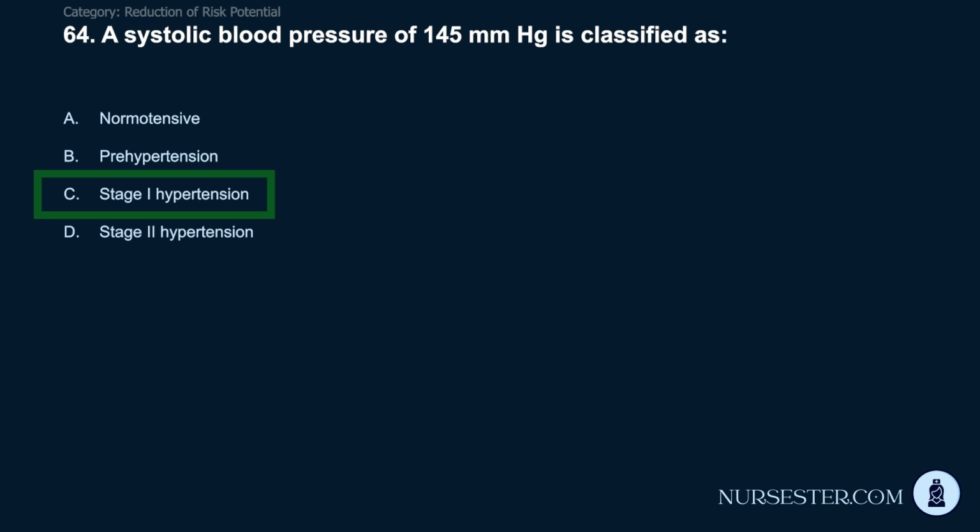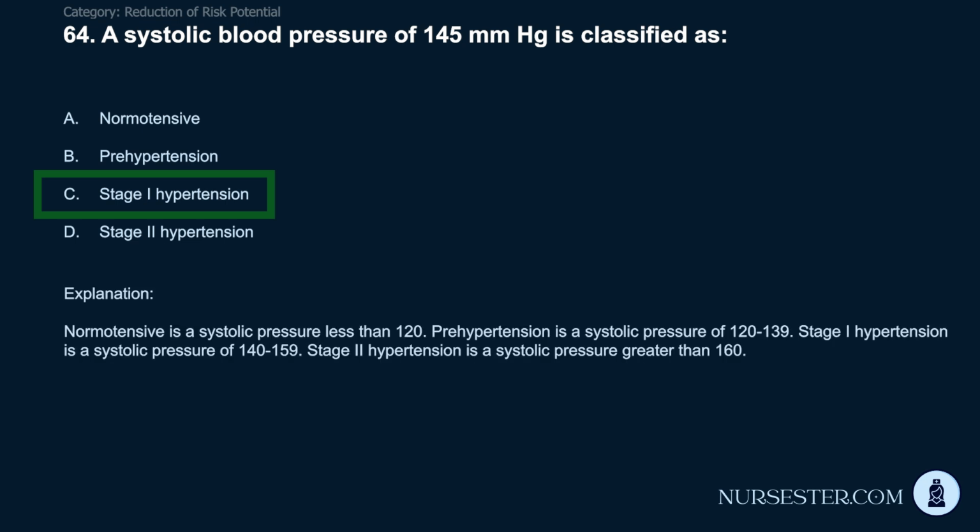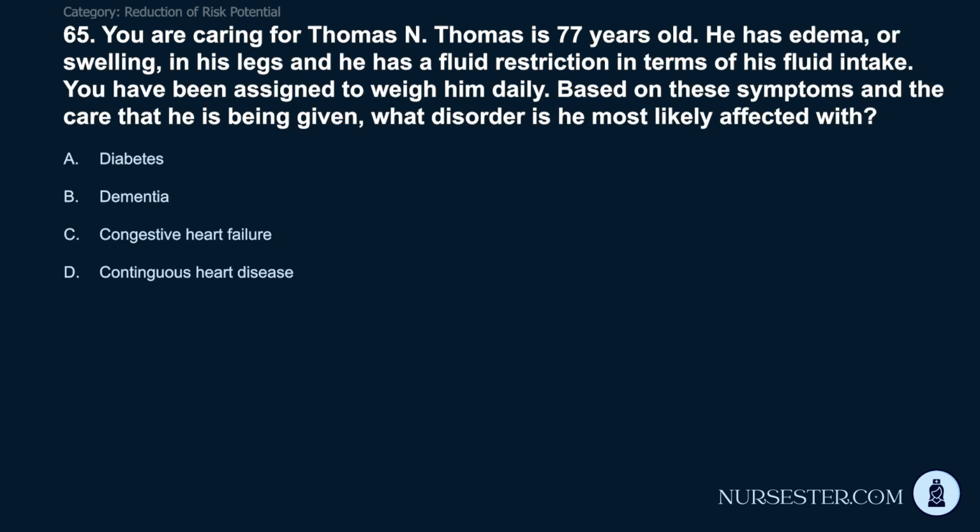Stage I hypertension. Normotensive is a systolic pressure less than 120. Prehypertension is a systolic pressure of 120 to 139. Stage I hypertension is a systolic pressure of 140 to 159. Stage II hypertension is a systolic pressure greater than 160.